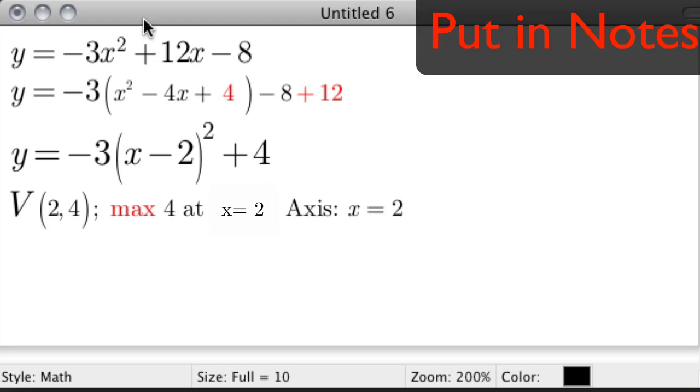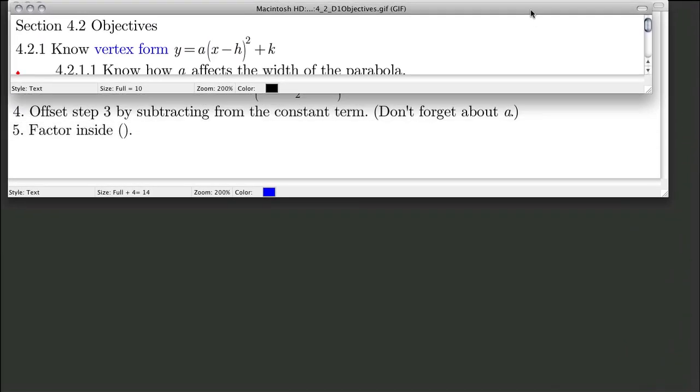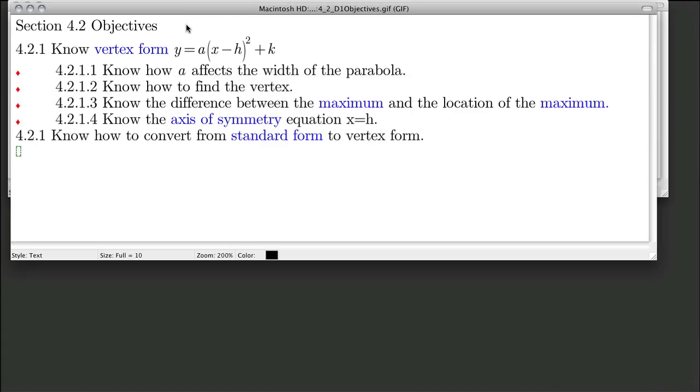Okay? So that's everything we needed to know for section 4.2. Vertex form, if a is positive, if a is negative, if a is bigger than 1, if a is smaller than 1. Know how to find the maximum or the minimum and where it's located, the axis of symmetry, and how to convert from standard form to vertex form using completing the square.